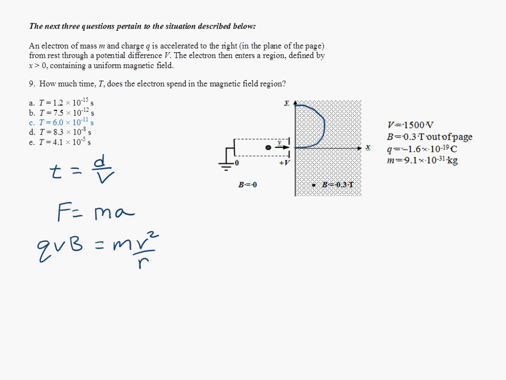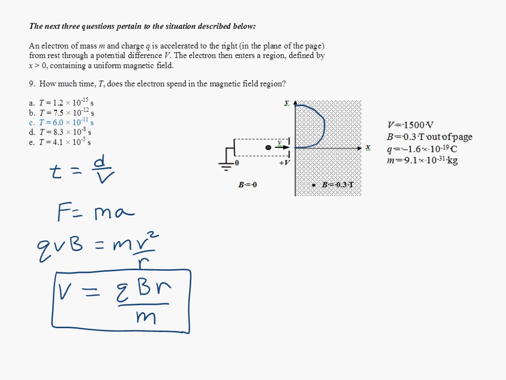And so then what we need to do, let me go ahead and solve this for v, and I guess try not to make it too complicated. I'm going to move v onto the opposite side here, and I still have a q and a b here, and this r that was in the denominator comes up to the numerator, and then I get m in the denominator. So this is the expression for the speed of the electron as a function of the radius, mass, q, and B, the charge and the magnetic field. Let me go ahead and substitute that back in the top equation here.